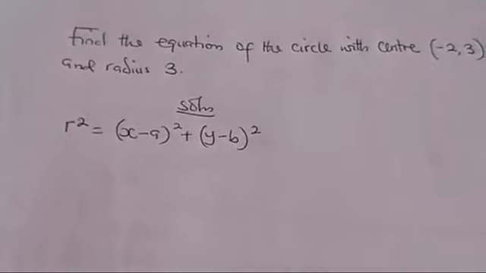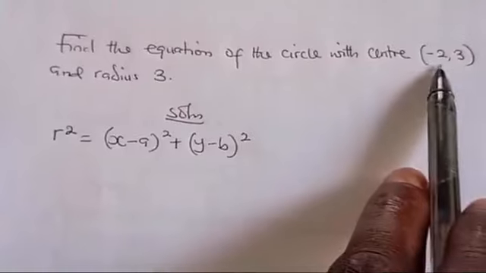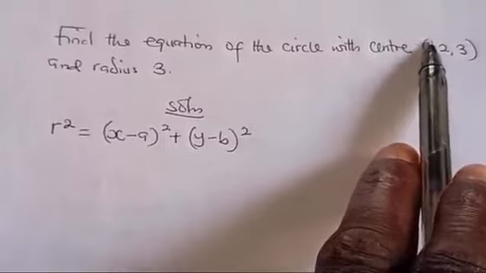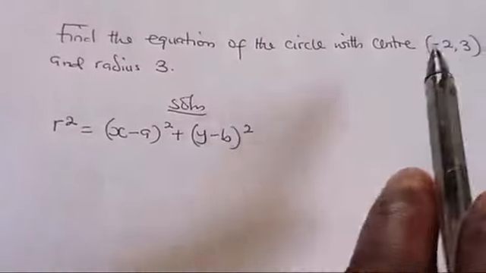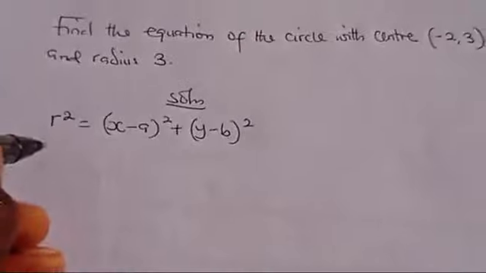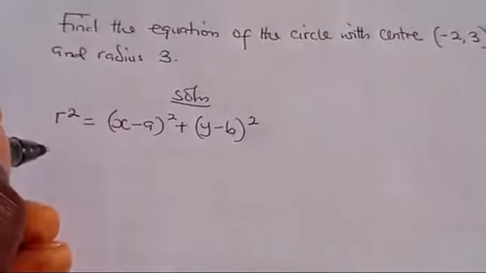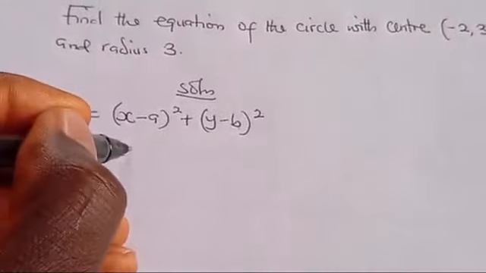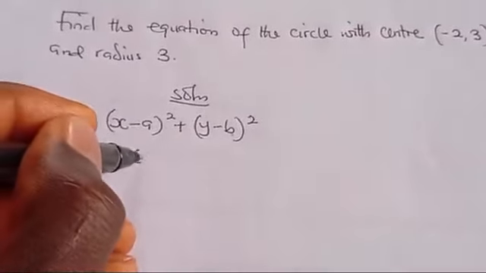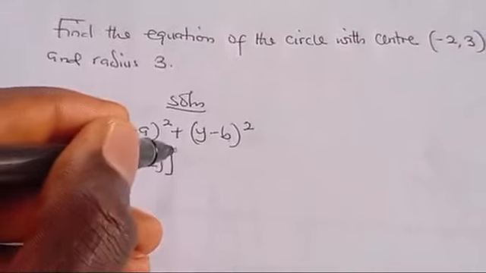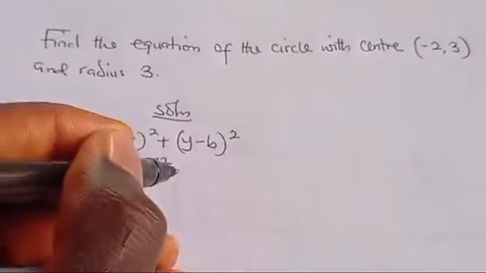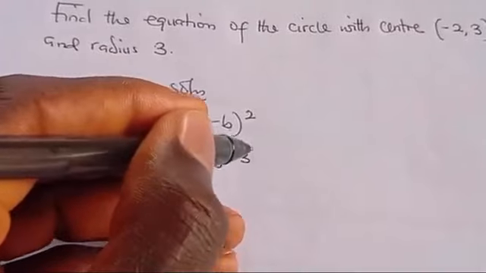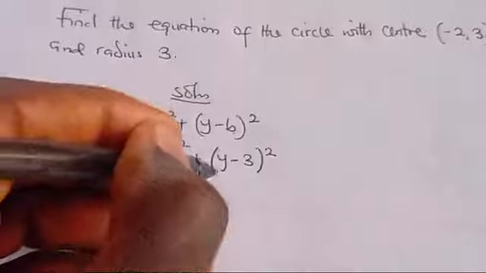With this, the center of the circle is (-2, 3). So our a in this equation is -2, while our b is 3. So our radius, which is 3, will be 3 squared equal to (x minus our a, which is -2) squared, plus (y minus b, where b is 3) squared.